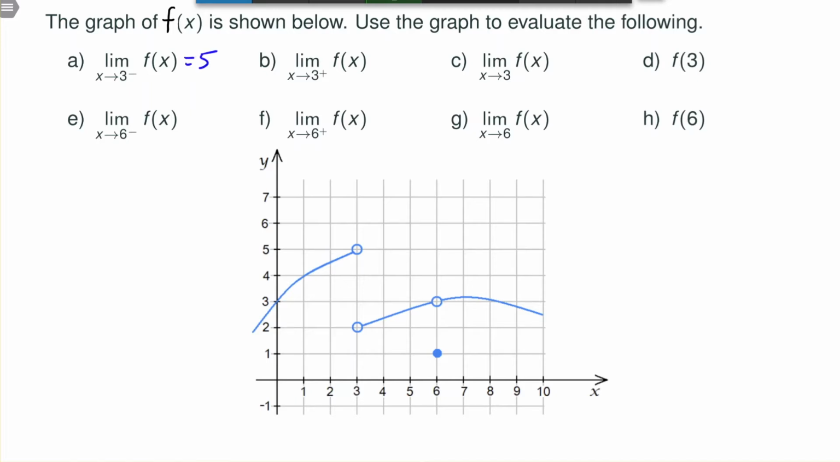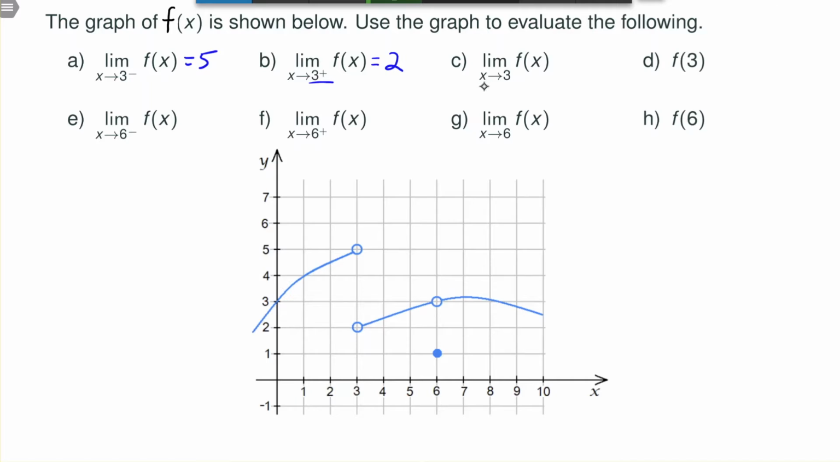As x approaches 3 from the right side, this positive sign means from the right side. So here's 3, approaches 3 from the right side. Then the function, the y value, is approaching 2. So this limit equals 2.